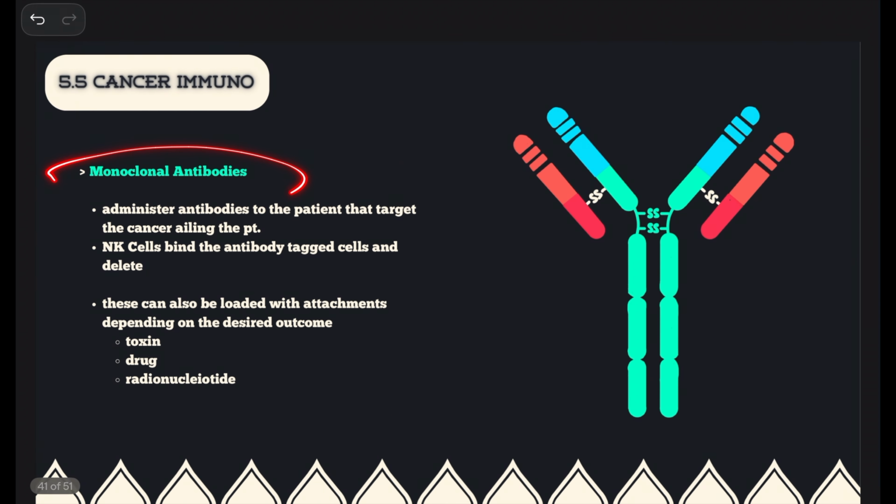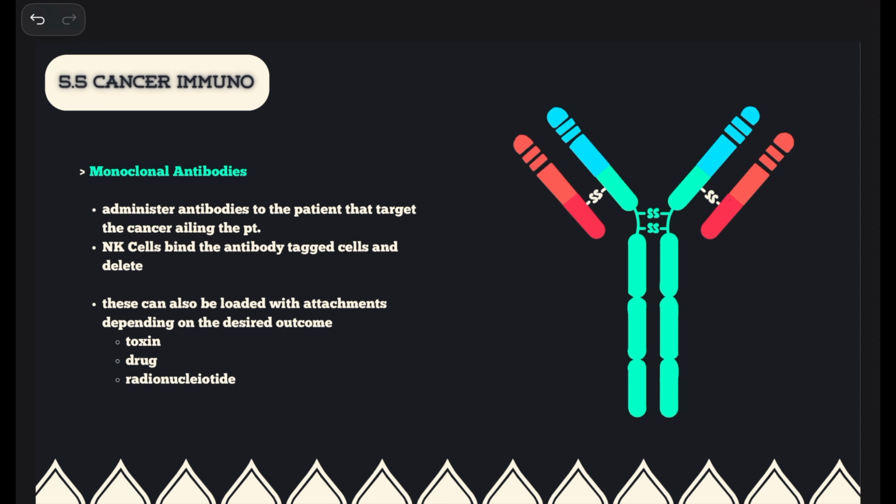And then monoclonal antibodies making their way back. So we talked about these with type 3 hypersensitivities, and these are really common treatment pathways these days. I don't know what the numbers are, but at least anecdotally, I see these drugs ending in AB all over the screen. And now hopefully after this class, I've ruined you and you will see them as well. But we administer these antibodies to target, in this case, cancers ailing the patient.